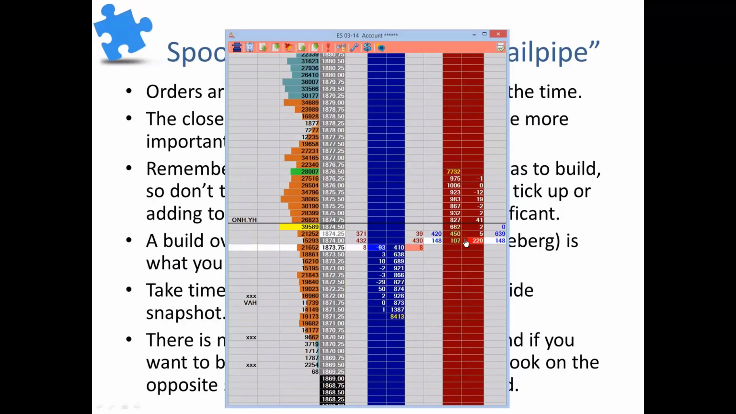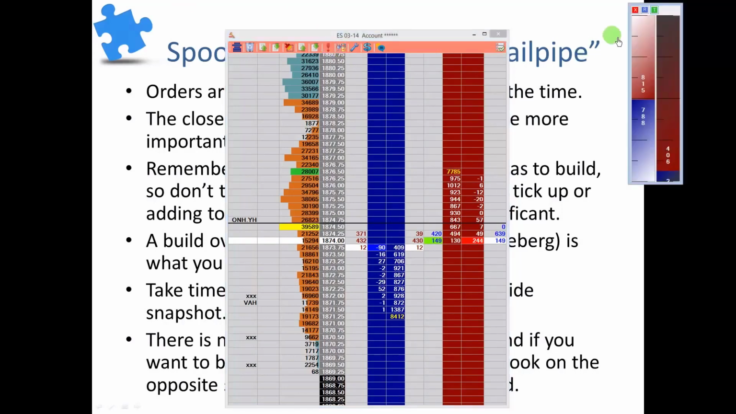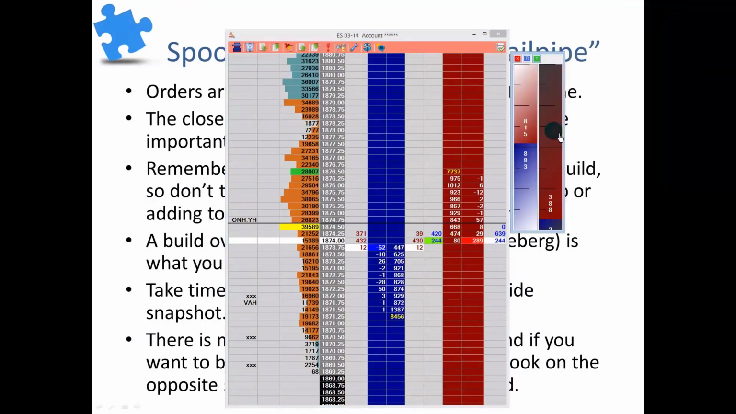So basically, you can watch the dome playing this game. You can also bring up the power meter if you're using Jigsaw. And this is a snapshot power meter, which effectively shows you red to say the bids are pulling and the offers are stacking, and blue to say the bids are stacking and the offers are pulling. But you can actually play this game, just sit there and say, okay, I've got 390 bid, 140 offer, nobody's trading it right now.